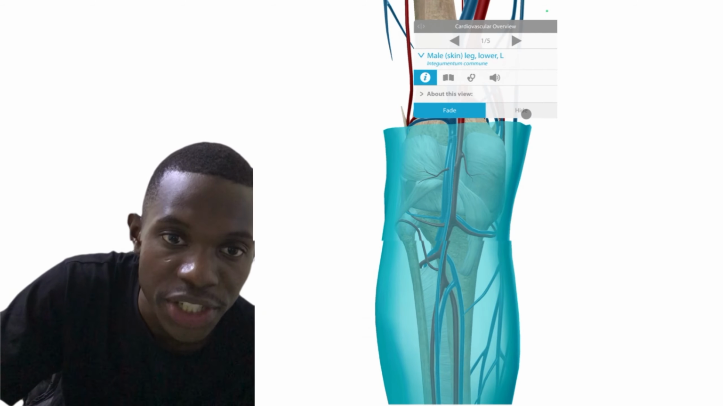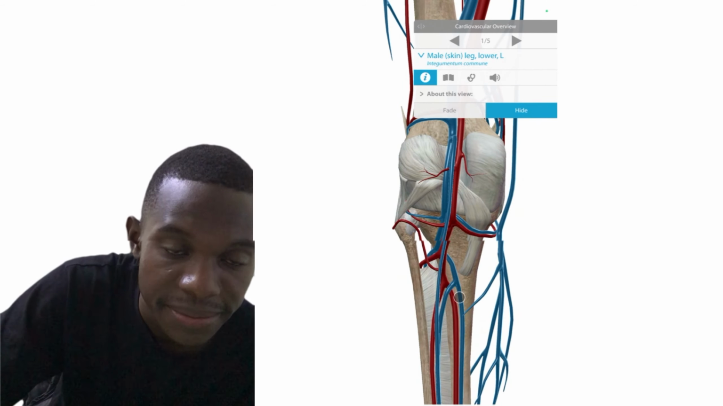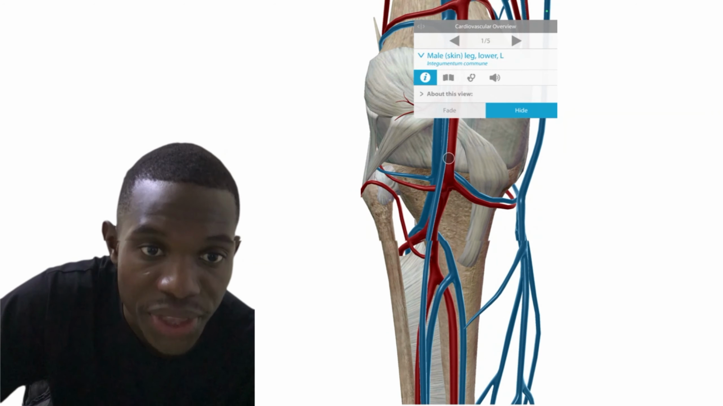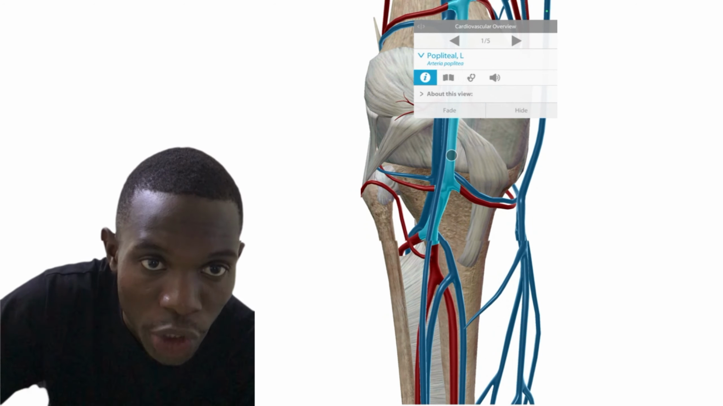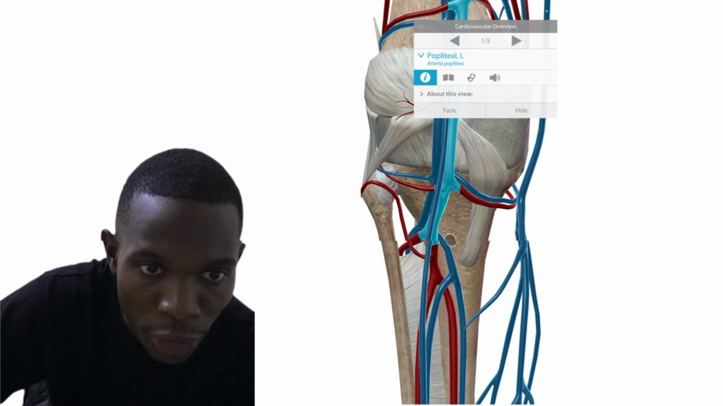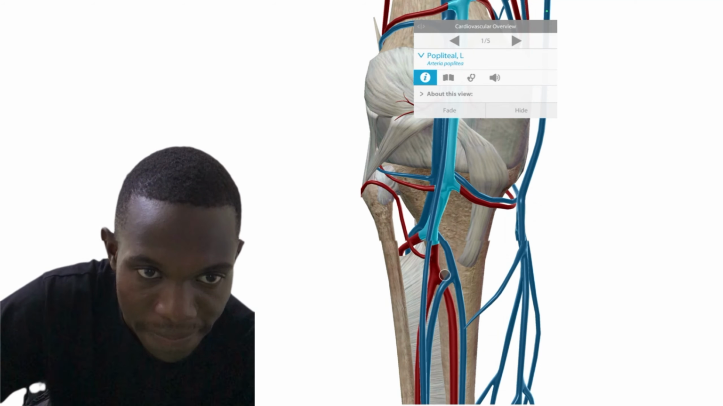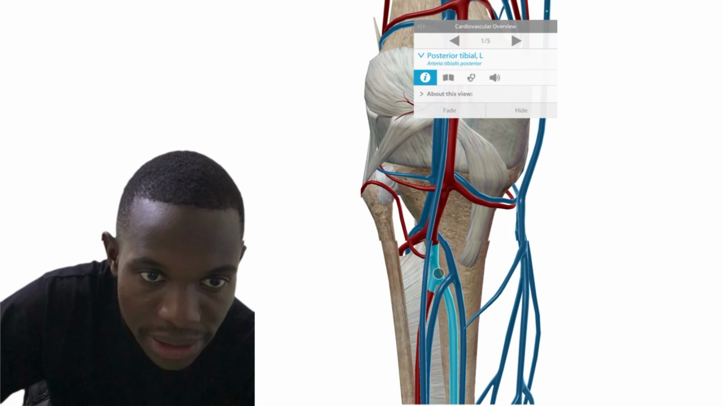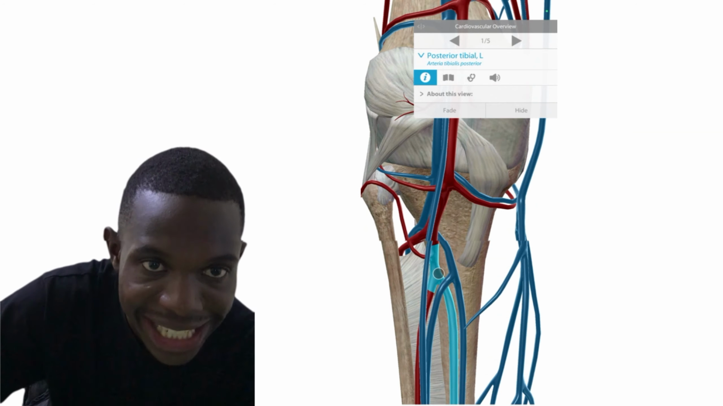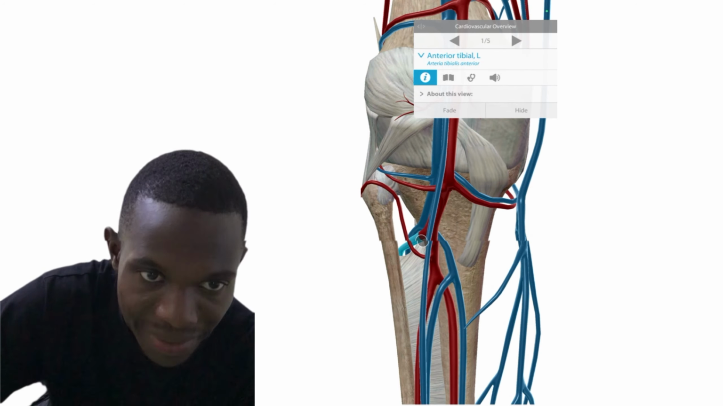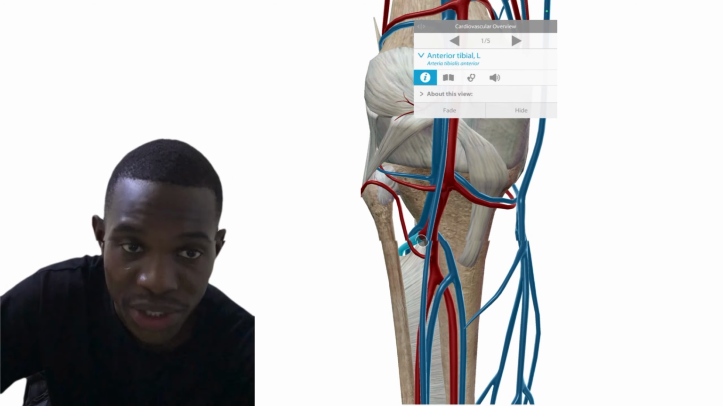Let me remove the skin. Hide. So let's zoom. So this is your popliteal artery. Your popliteal artery at the lower border of the popliteus muscle is going to bifurcate. It's going to give us the posterior tibial artery and the anterior tibial artery. The anterior tibial artery, let's go with the course.